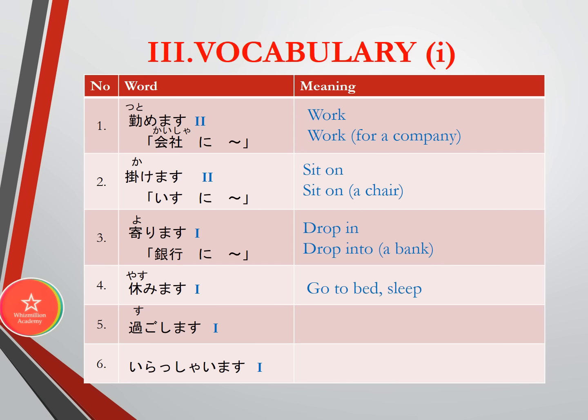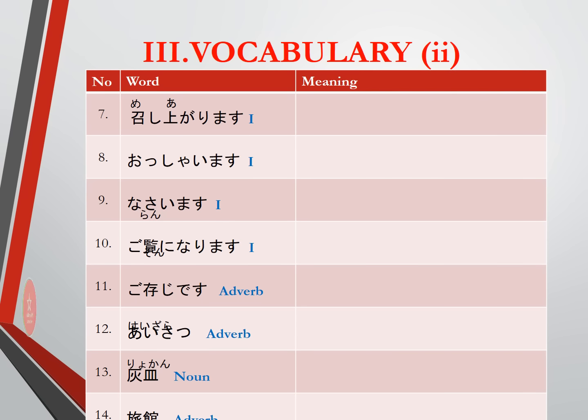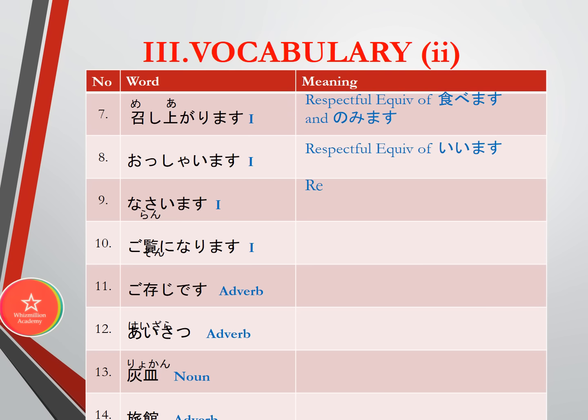Yasumimasu, go to bed or sleep. Sugoshimasu, to spend or pass on the time. Irashaimasu is a respectful equivalent of imasu, ikimasu, and kimasu. Meshi agarimasu is a respectful equivalent for tabemasu and nomimasu. Ossharimasu is a sonkeigo equivalent for iimasu. Nasaimasu is a sonkeigo equivalent for shimasu.